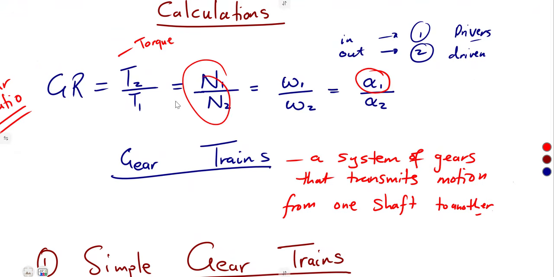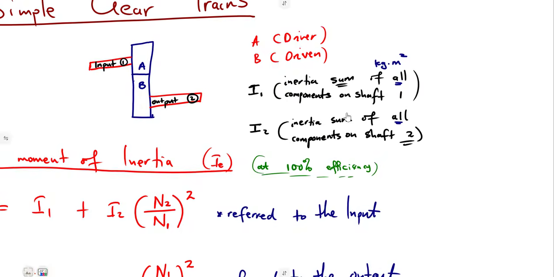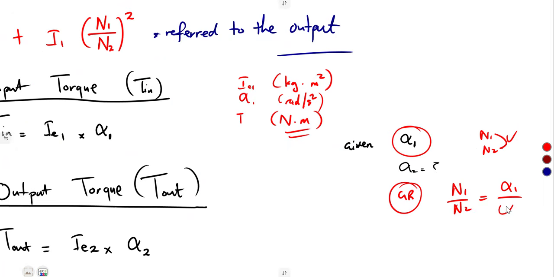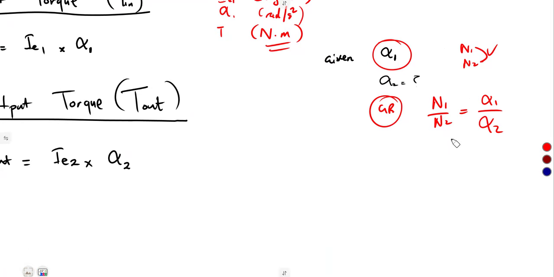Or am I given N1 and N2? In most cases, you'll be given N1 and N2 from your information. So meaning you can equate this one to this one from your gear ratio. It depends on what you're given. So let's say we have N1 and N2. Mostly they will give you this. So you are now using the gear ratio to say N1 over N2 is equal to alpha 1 over alpha 2. You play around now to say, how can I calculate my alpha 1?